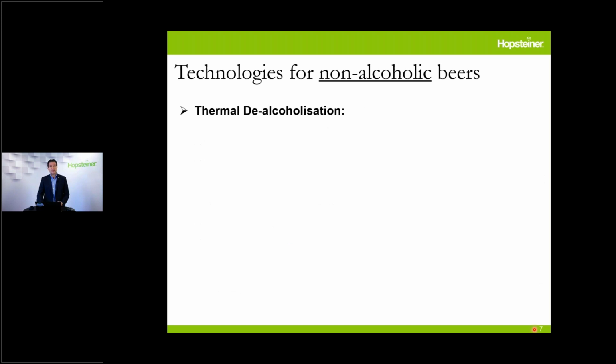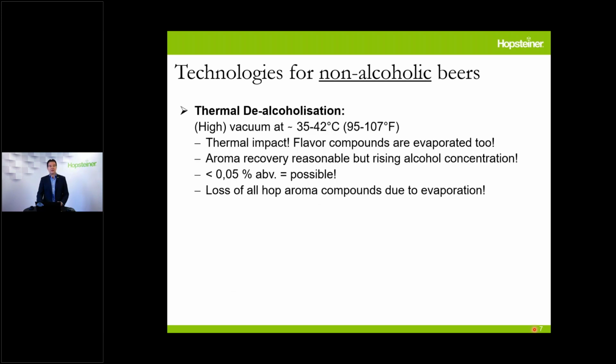So the next possibility that we have is dealcoholization. That is something we do under heat. When I started, we only had one supplier. We produced the beers with a temperature of 42 degrees centigrade. Meanwhile, the process and also the devices are a little bit more developed, so we see some lower temperatures, because the higher the temperature, the higher the impact on the product is.